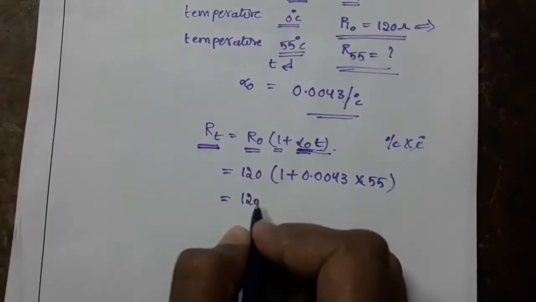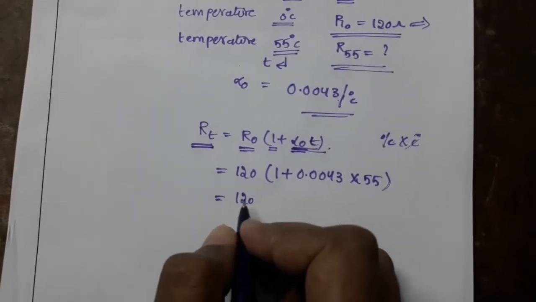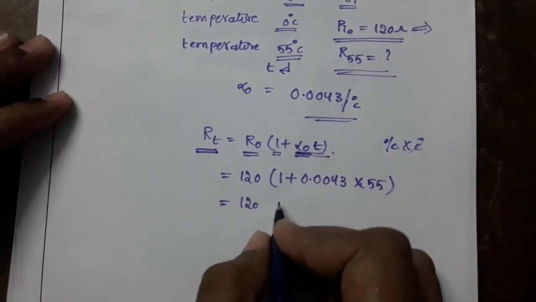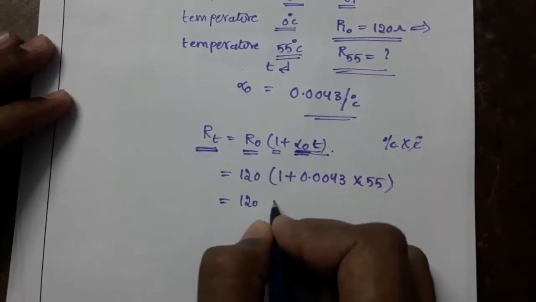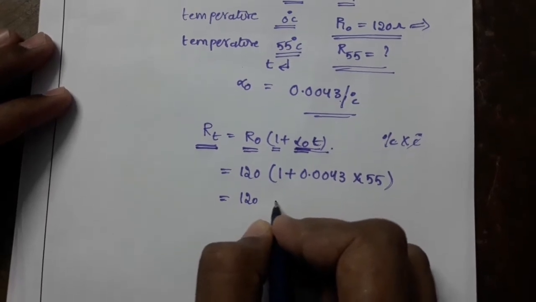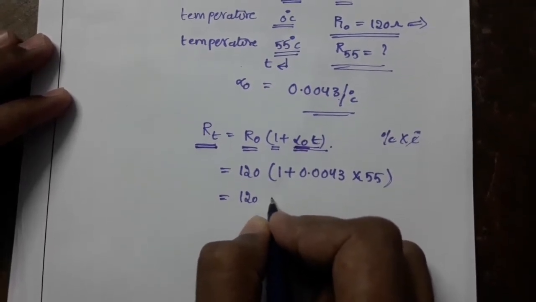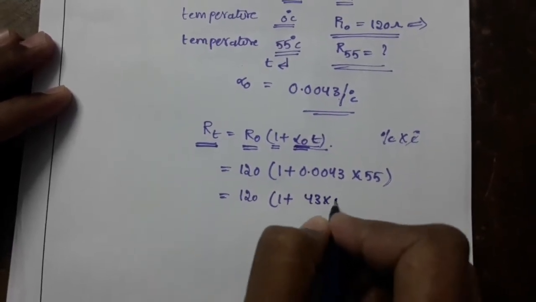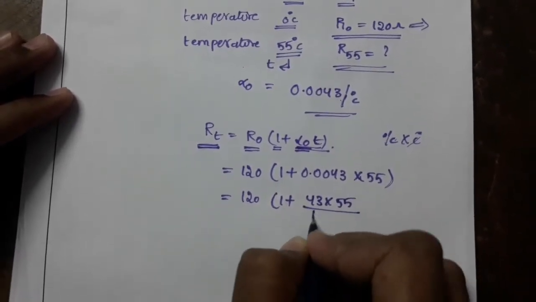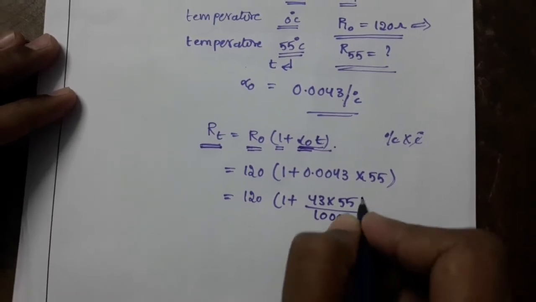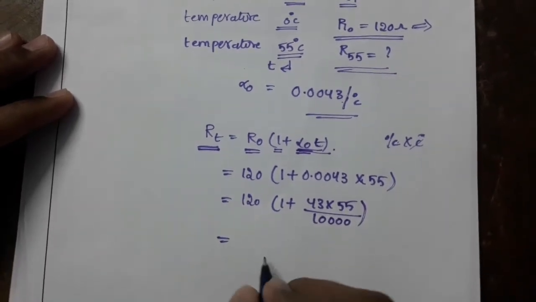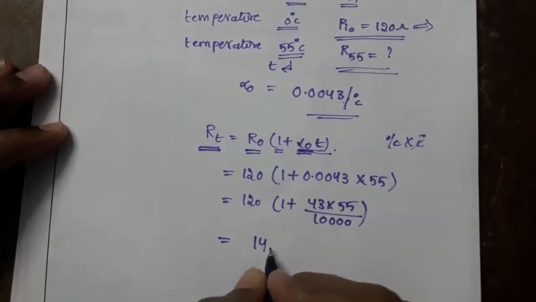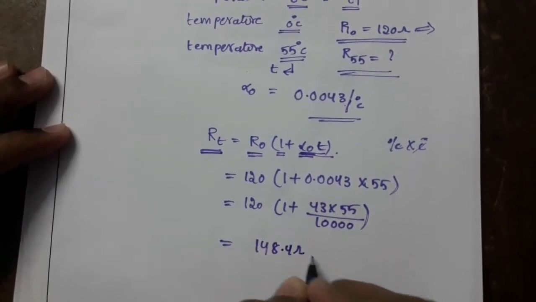So 120 into 1 plus 43 into 55 divided by 10,000. By solving this, we will get 148.4 ohms.